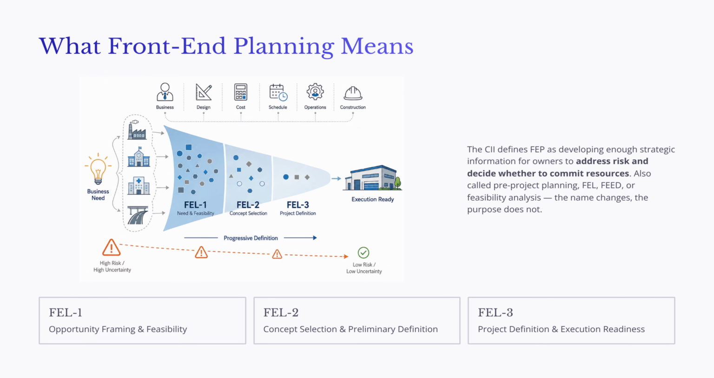Front-end planning is an owner-driven decision process. The Construction Industry Institute defines FEP as the process of developing enough strategic information for owners to address risk and decide whether to commit resources to a project. This definition is important because it reminds us that FEP is not the same as completing design documents. The purpose of FEP is to help the owner decide whether the project should move forward, what solution best meets the need, and how much definition is required before major capital is approved.